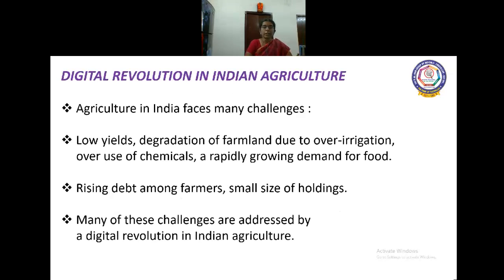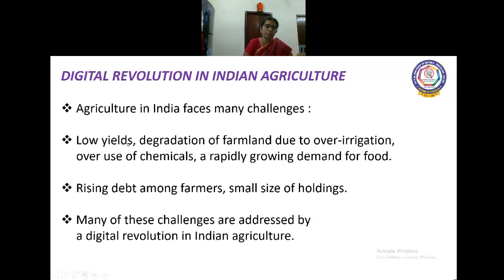Then, digital revolution in Indian agriculture. What is this revolution? A change in the method of agriculture, that is, a change in using technology in Indian agriculture. Digital revolution in Indian agriculture matters because agriculture in India faces many challenges.